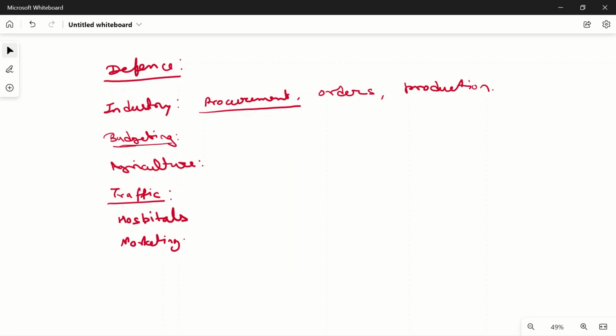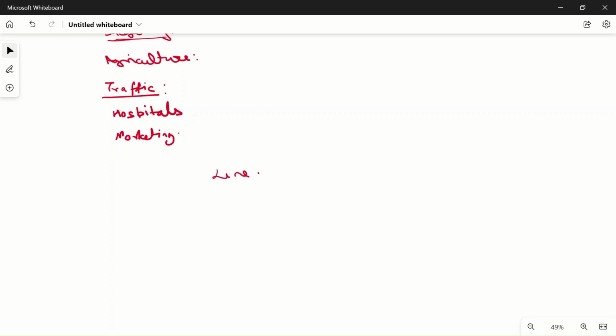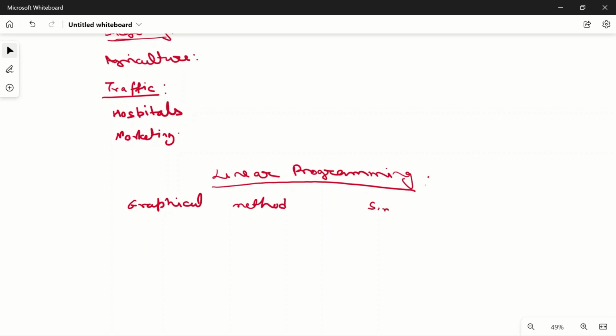Now after this video we will start our graphical method. Linear programming will start. Linear programming is a method to formulate and solve operation research problems. In linear programming, we will solve using the graphical method and the simplex method. There are many methods, but these are the most used: the simplex method, and the graphical method is simple to understand. So we will start in the next video with the graphical method.